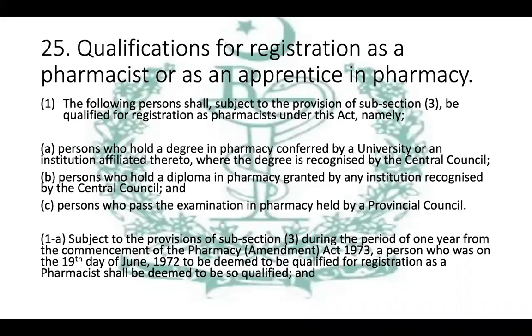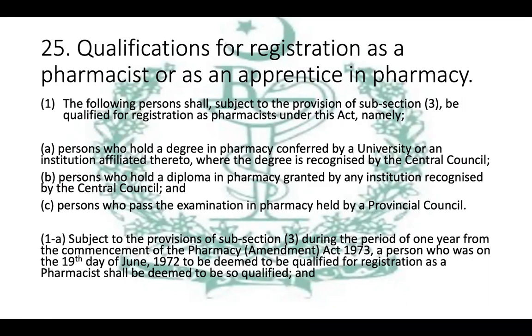The following persons shall, subject to the provision of subsection 3, be qualified for registration as pharmacist under this act, namely (a) persons who hold a degree in pharmacy. What does he have to hold? A degree course, whether it's a B Pharm or a Pharm D. You must have a degree conferred by a university or an institution affiliated thereto.